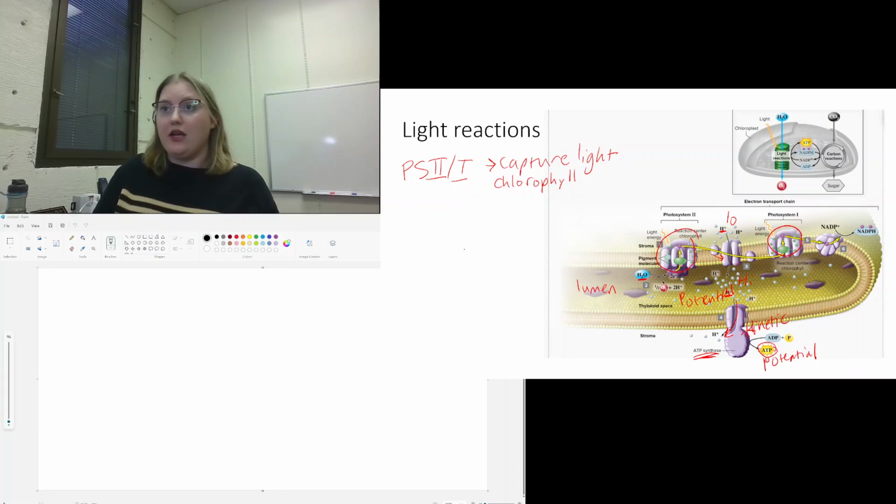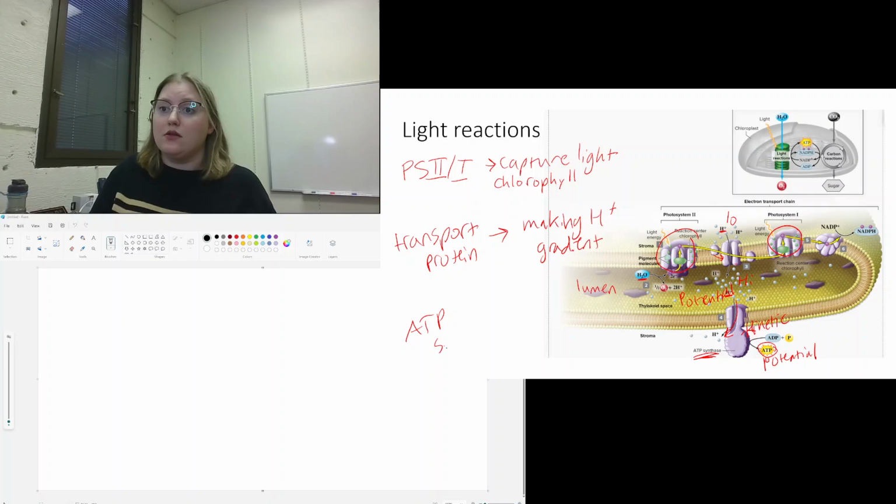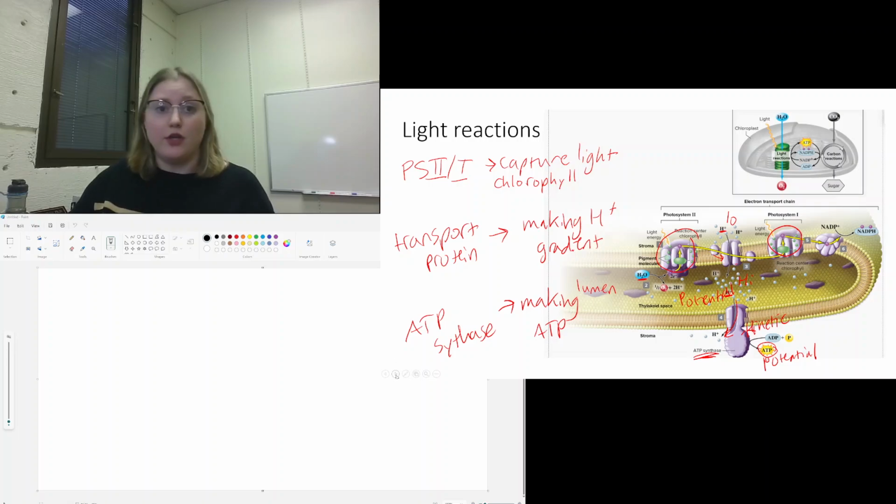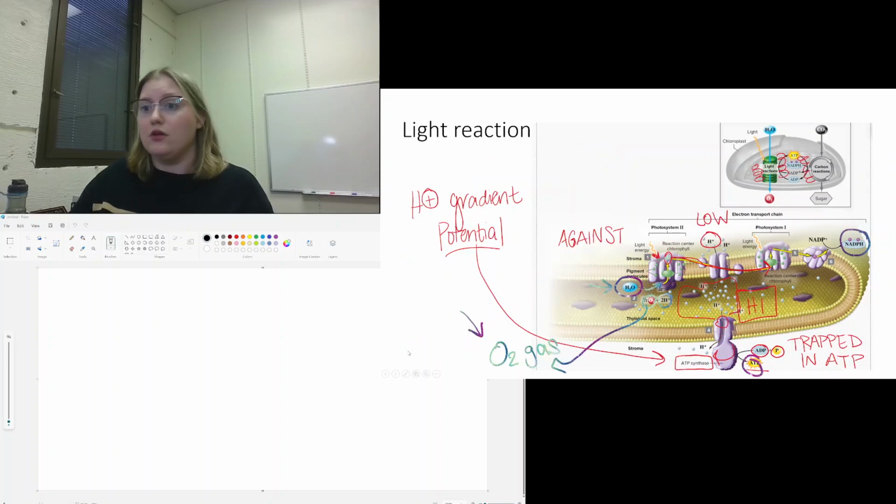So the big things here: we have our photosystems capturing light, we have our transport protein, which is making our gradient, and we have ATP synthase, which is making ATP. Okay, so this is our light reaction summed up. Let's move on to our carbon reactions.